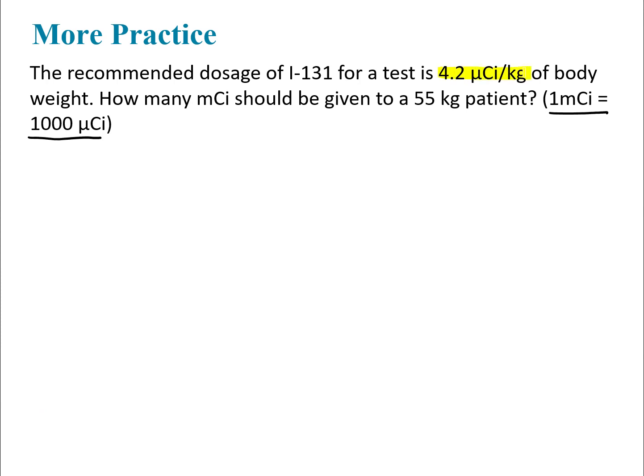4.2 microcuries per kilogram. That's a conversion factor. We can use it to figure out the dosage or the weight. In this case, we need to figure out the dosage. How many millicuries? And don't get confused with micro and milli.